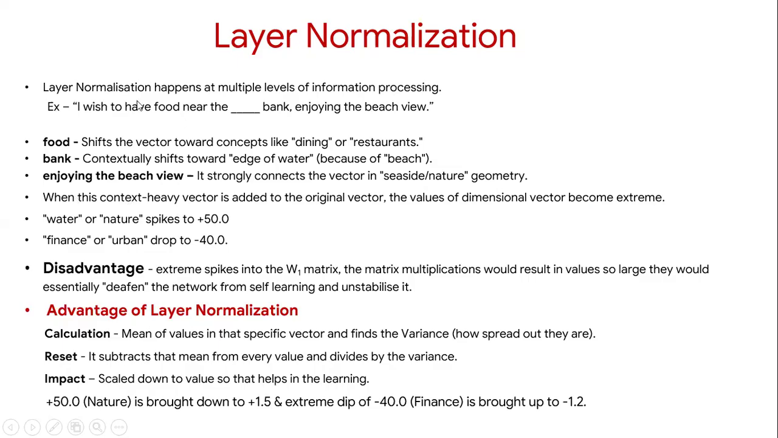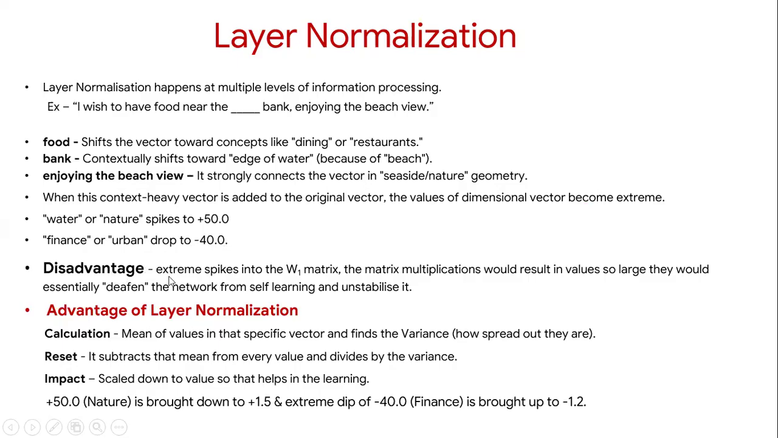When the context-heavy vector, which we discussed in the last screen, that is x, is added to the original vector, the values of dimensions become very extreme. Like the water, which can be related to the beach or nature, spikes to 50. And the finance or urban, which is related to the bank, gets dropped to 40.